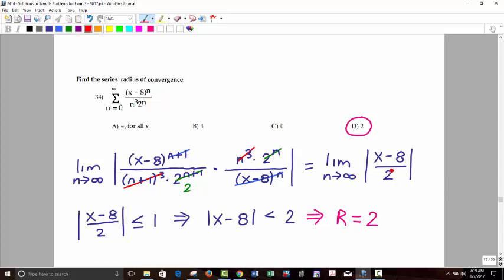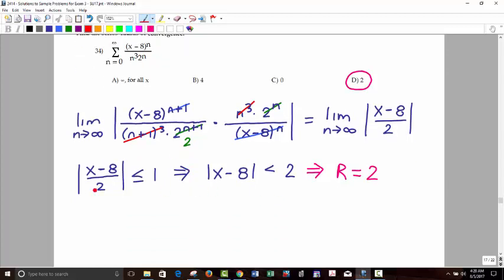You're either going to have this situation, or you're going to have n's on top, or n's on bottom. The x isn't going anywhere. So what we do is set this absolute value of x minus 8 over 2 less than or equal to 1, move the 2 over, and once you have that denominator cleared, that 2 will be the radius of convergence. The radius of convergence is basically the distance from the center to either endpoint. You start out with 1. If there's no denominator here, the radius will be 1. As soon as you move that up, that makes it 2.